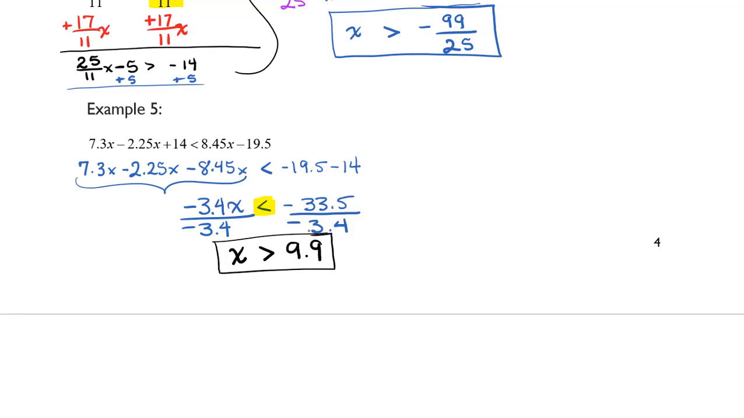Hopefully this has helped you kind of brush up on your fractions and decimals and solving with inequalities.